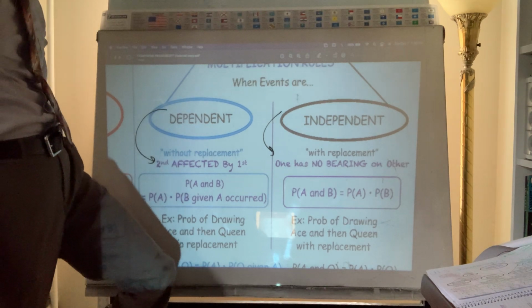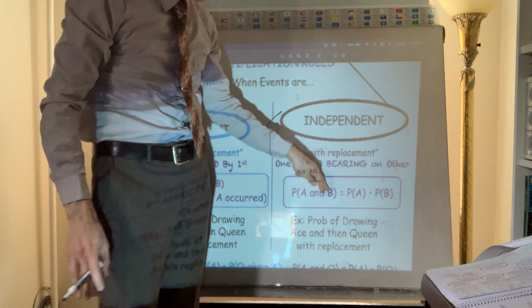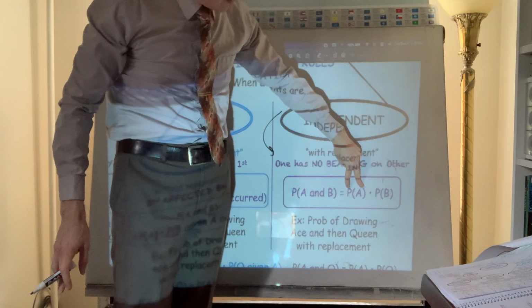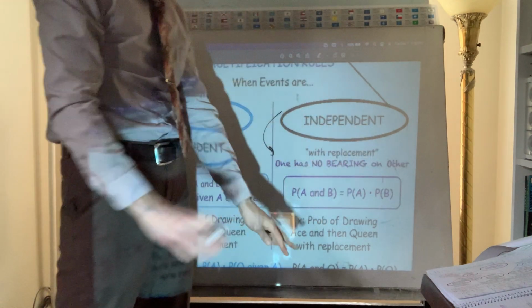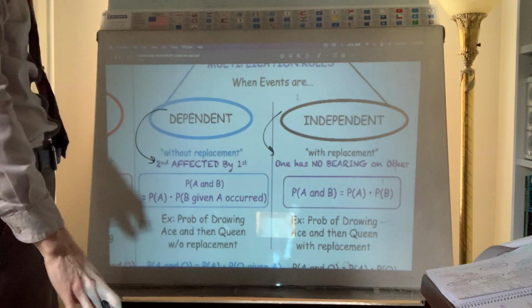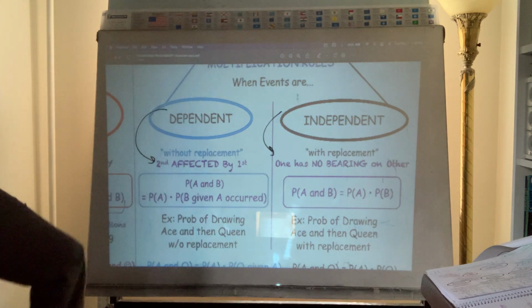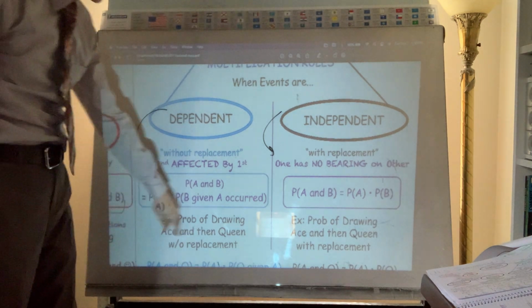All right. Over here for the independent, you'll see the probability of A and B is the probability of A times the probability of B, and then you don't have to worry about it any more complicated than that. Right? So here's two examples to illustrate these.